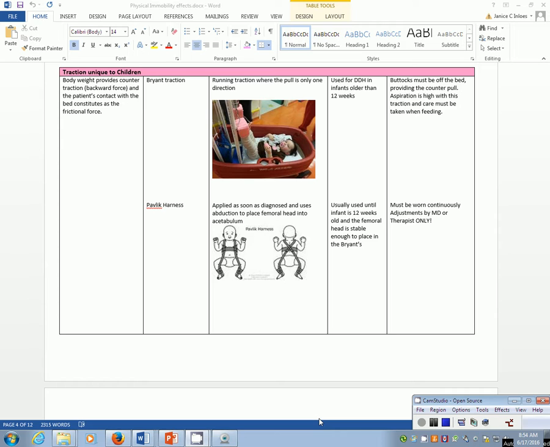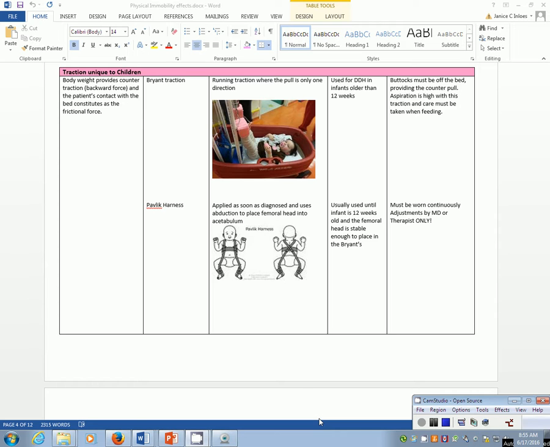If this doesn't work within the 6 to 12 weeks, we then go to the Bryant's traction. And the Bryant's traction is used up to the age of 6 months. At 6 months of age, if there's not been enough improvement, then they're going to do surgery. But I'm just wanting you to know right now, we're going to talk a little more about hip dysplasia.